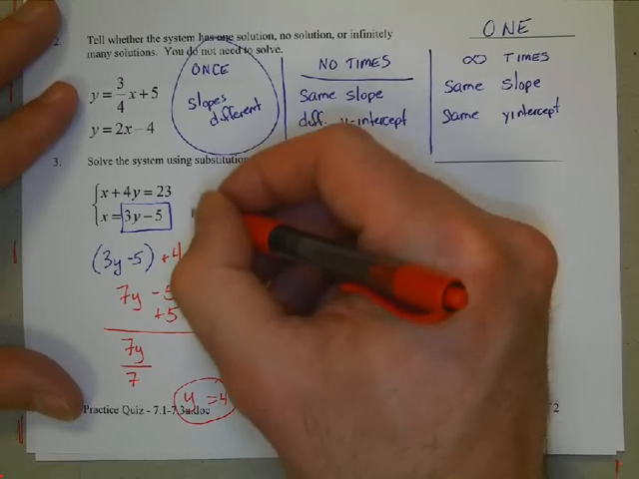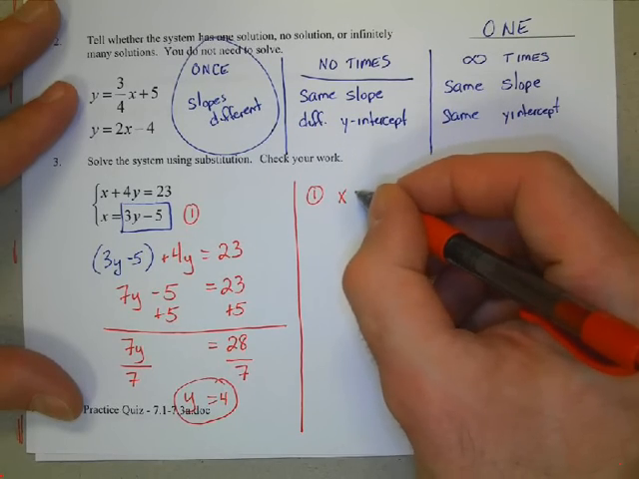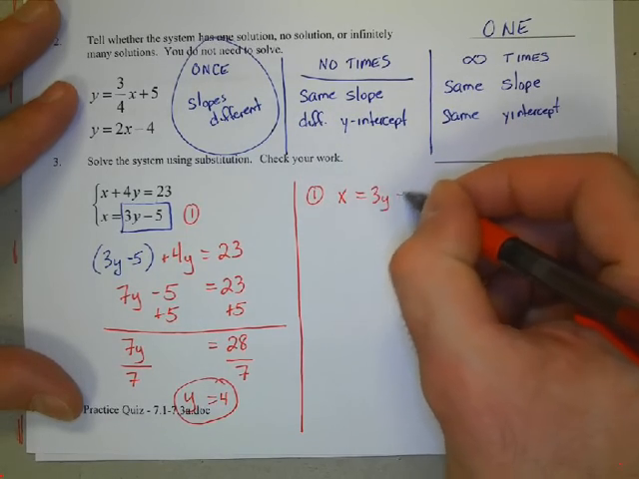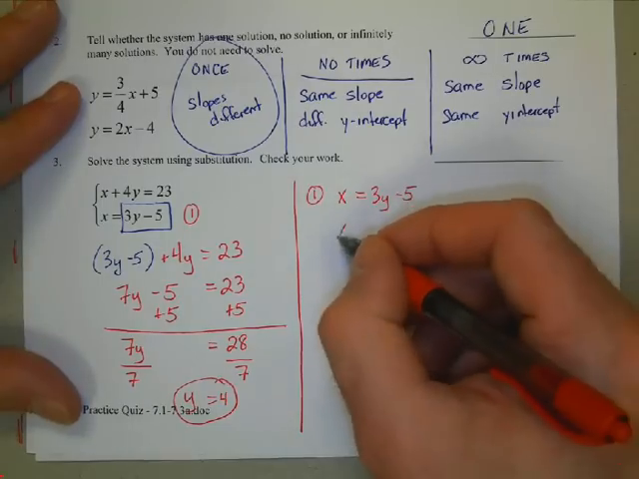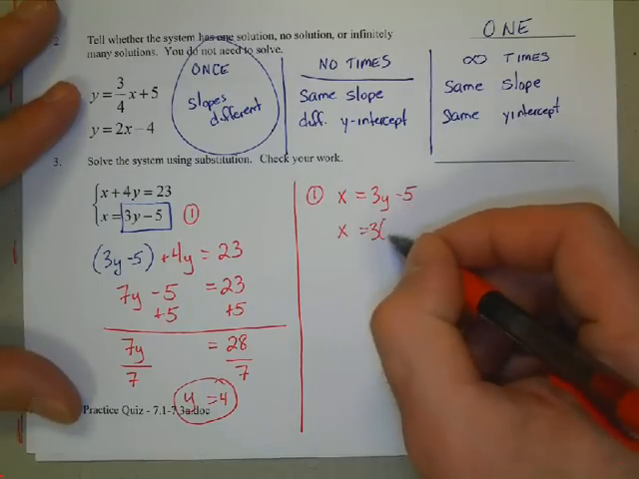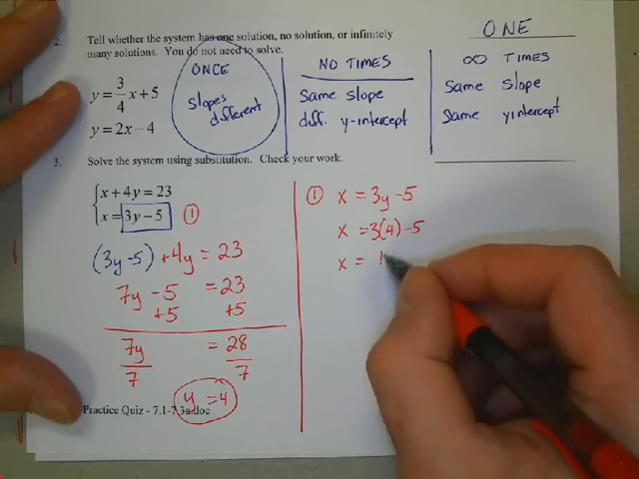x equals 3y minus 5. And we're going to plug in our value of y. 3 times 4 minus 5. That's 12 minus 5, so x equals 7.